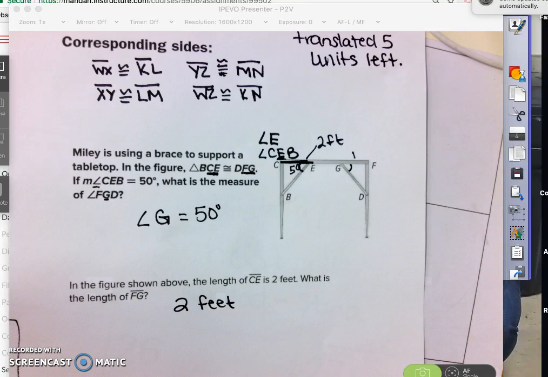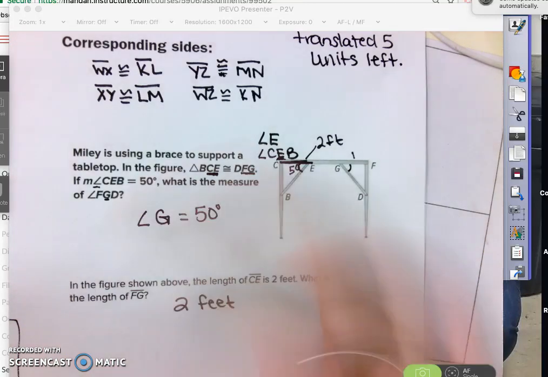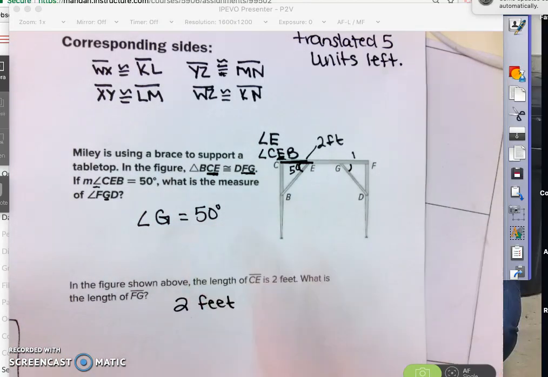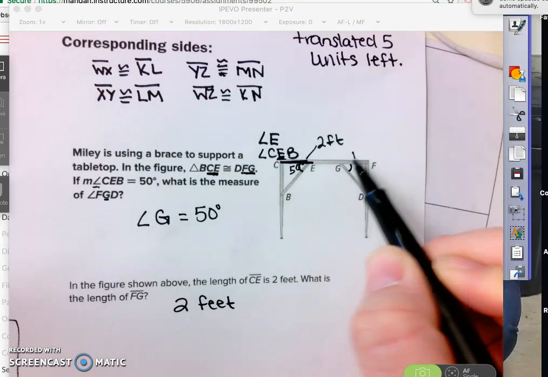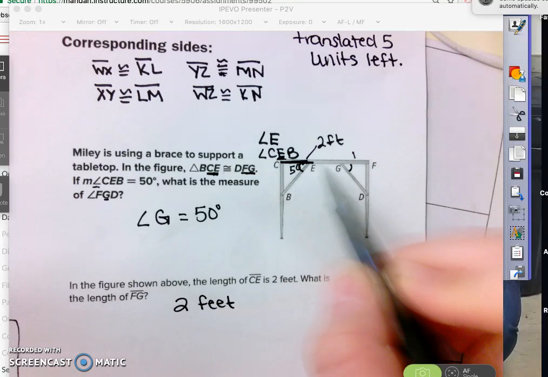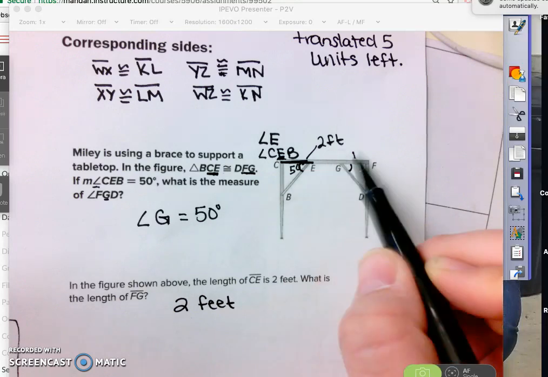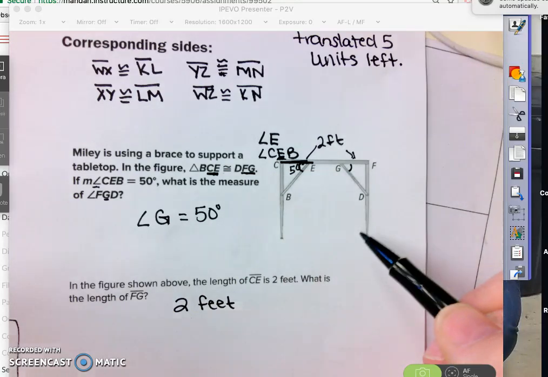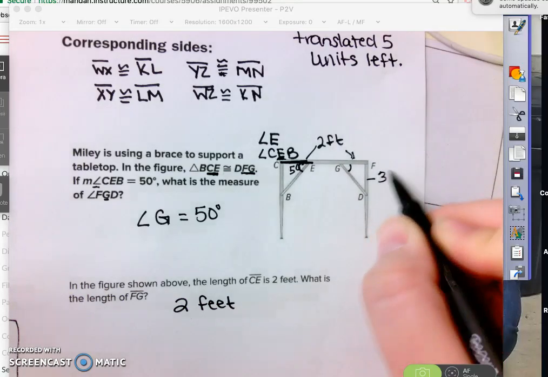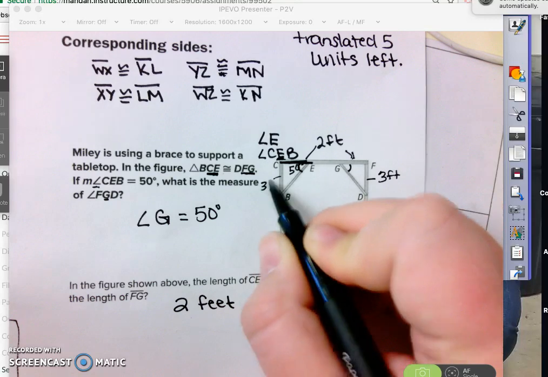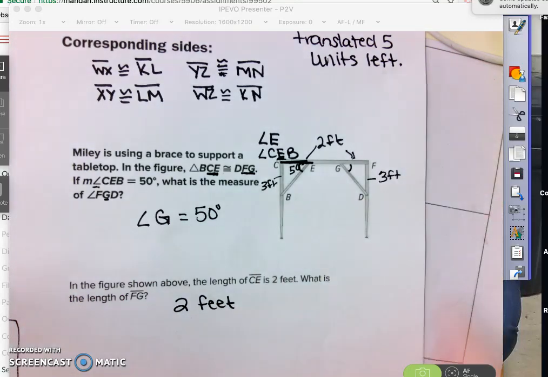So this is one of the biggest things we're going to be doing today, figuring out unknown lengths, and you have to say, well, if this is 2 feet, these two are congruent, so that means they're the same. So this one is also 2 feet. If this was 3 feet, this one would also be 3 feet. And I think that is it for your notes.